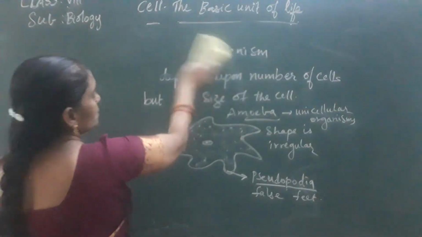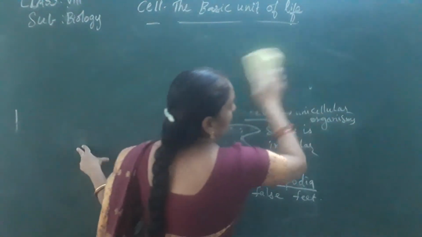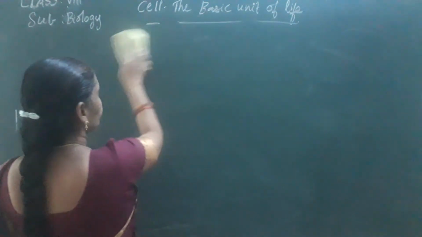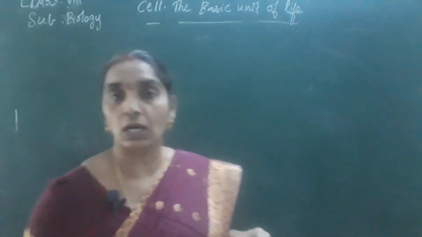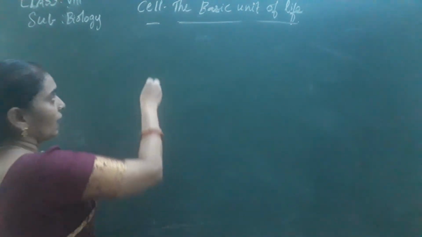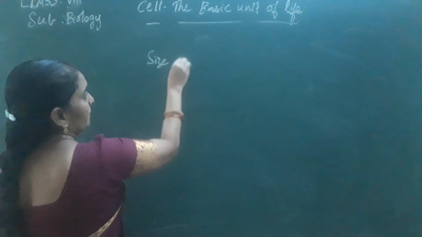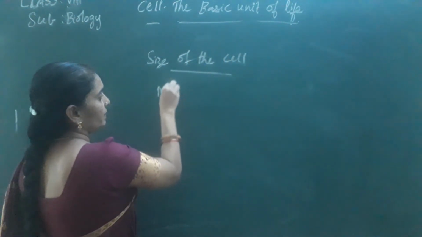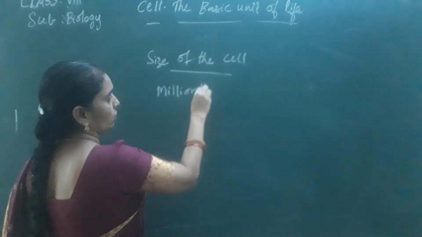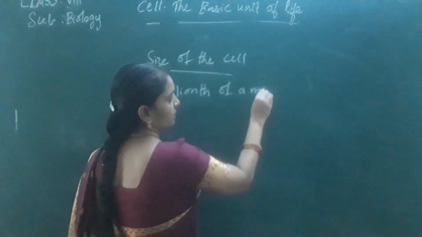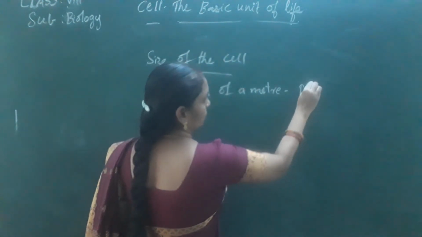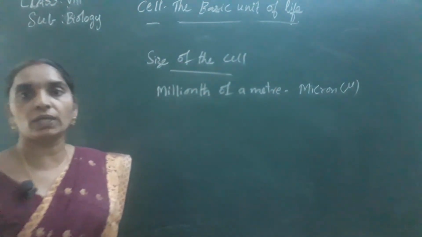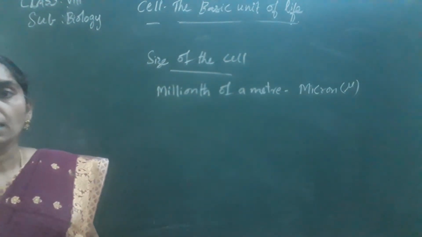So now you will see the size of the cell, how it varies from the very smallest bacteria to the largest cell, the ostrich egg. I said that the size of the cell varies from a millionth of a meter. A millionth of a meter is called a micron. It's represented by this symbol.